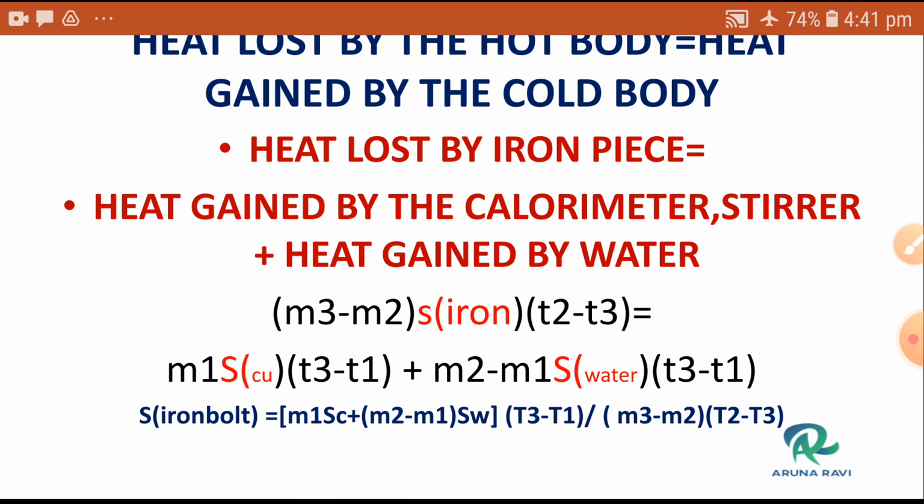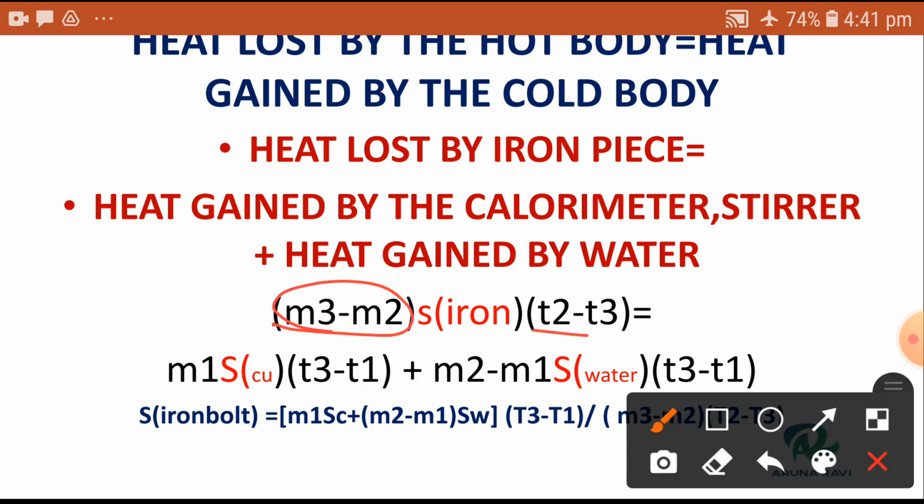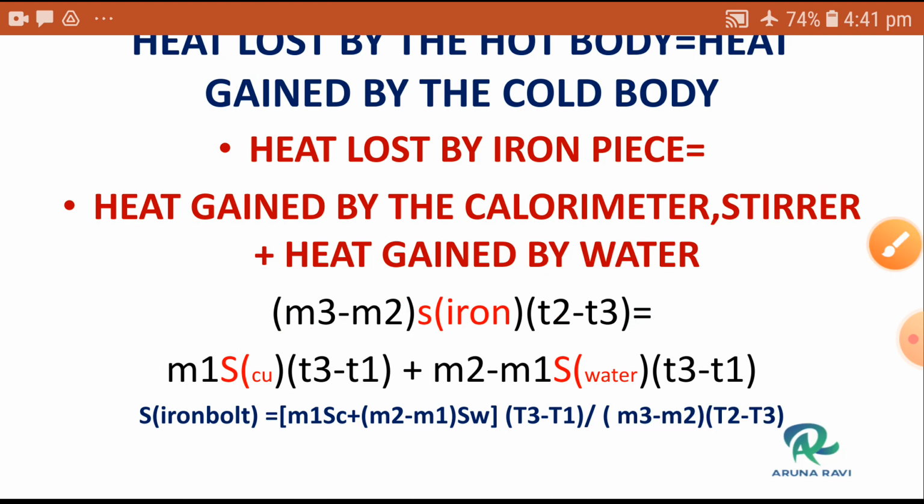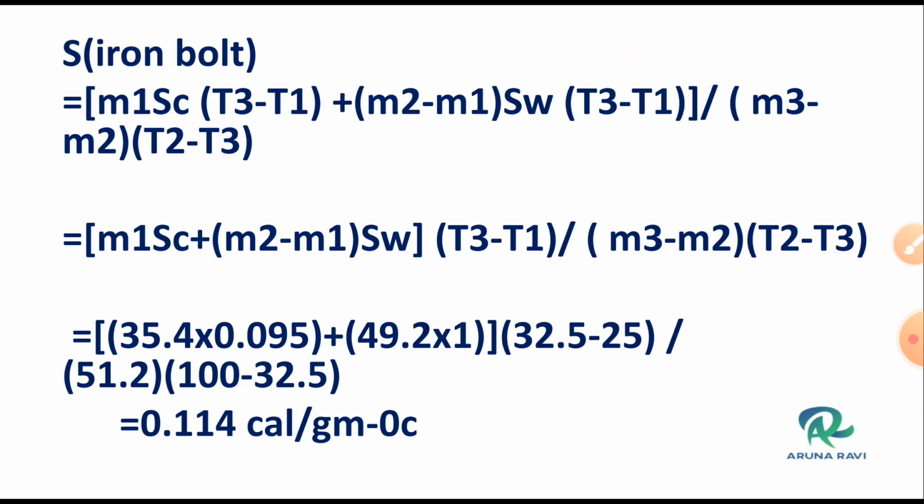Okay, now putting these two values here. See here, M3 minus M2 into T2 minus T3. I substituted all the values and I got the specific heat of the iron bolt as 0.114 calories per gram degree centigrade. This is the experiment. This is the way you have to perform the experiment in the lab.